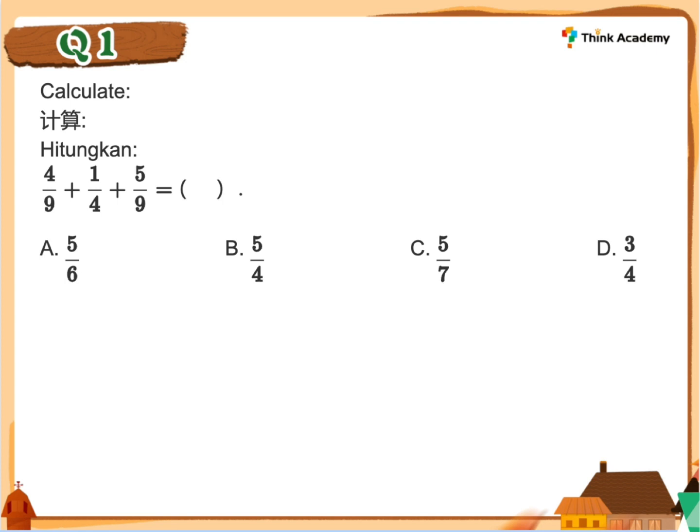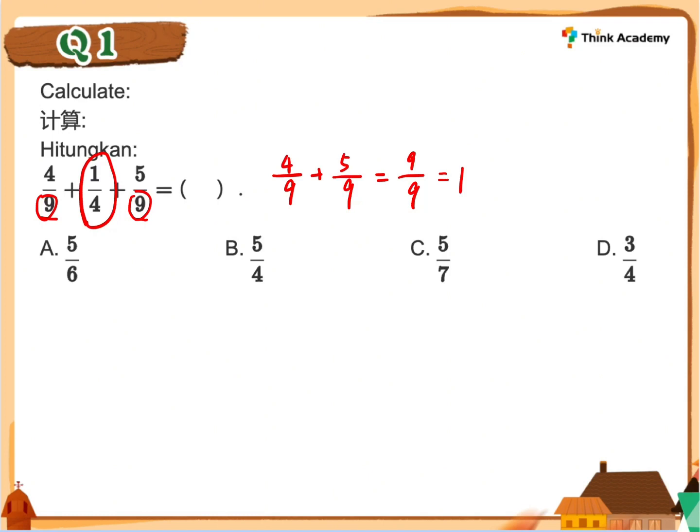The answer is, okay, in this question there is a very special part. This fraction and this fraction have something in common: the denominator is the same. You can add them up directly, right? So 4 over 9 plus 5 over 9 is actually 9 over 9, which is 1. And then plus 1 over 4.